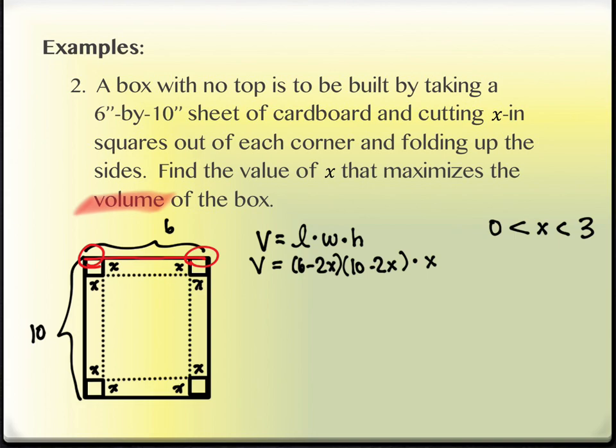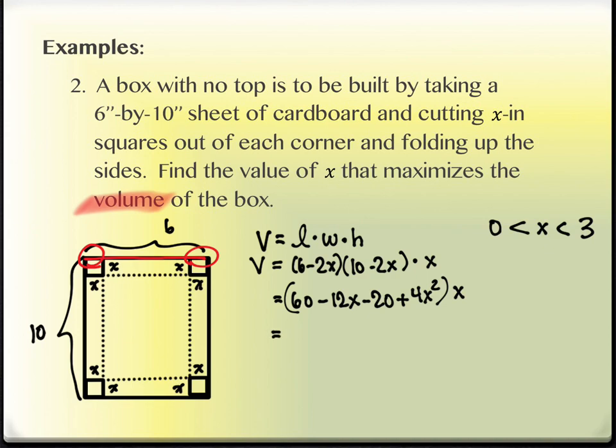All right, so we are ready to do some calculus, but I would encourage, before we do the calculus, to multiply this out, because the derivative is going to be easier if I change this equation into something friendlier and not have to use chain rules and product rules. So we will multiply this out. 6 times 10 is 60. 6 times negative 2x would be negative 12x. Negative 2x times 10 is negative 20x. 2x times 2x is positive 4x squared. All that's going to be multiplied by x.